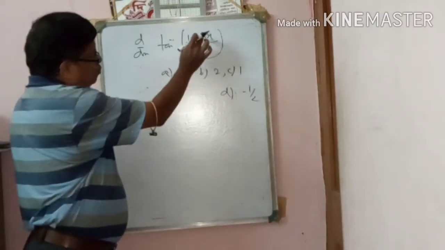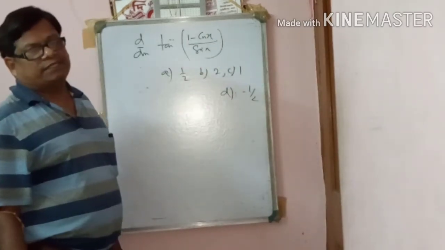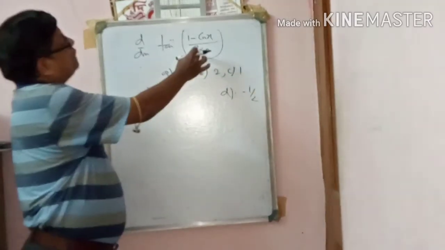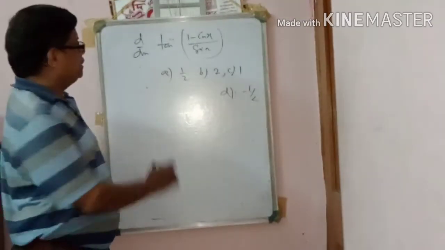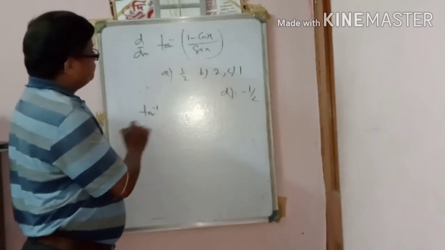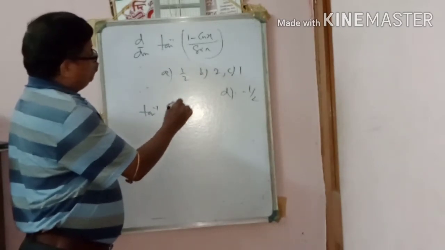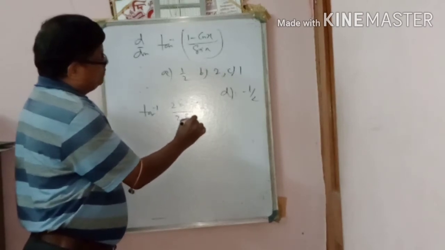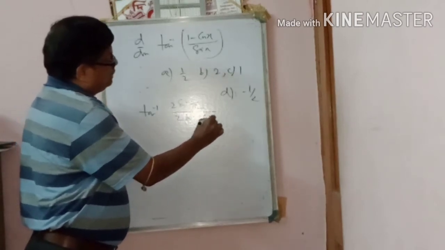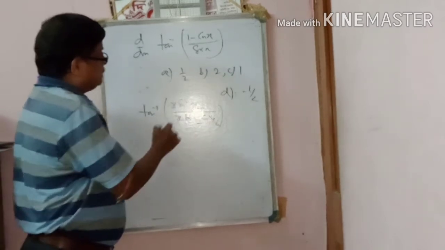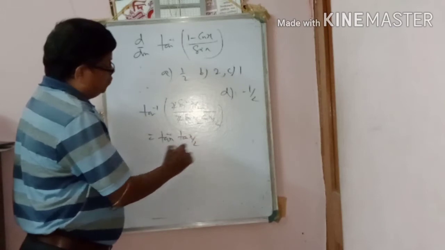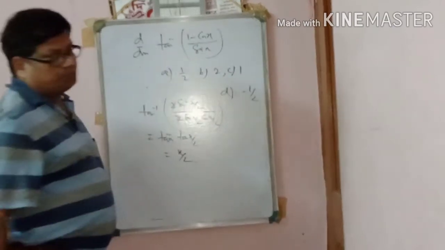All of you know 1 minus cos x we can write, simplified, as 2 sin square x by 2, and sin x as 2 sin x by 2 cos x by 2. So tan inverse of 2 sin square x by 2 by 2 sin x by 2 into cos x by 2. The 2 cancels, so tan inverse tan x by 2 equals x by 2.